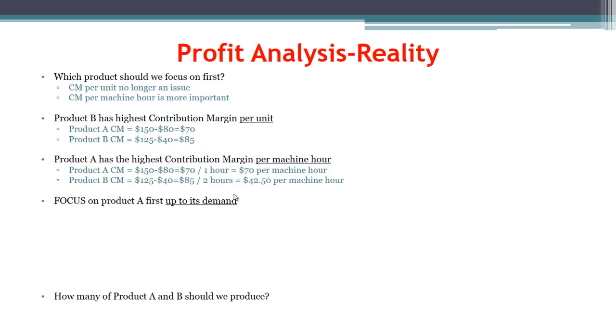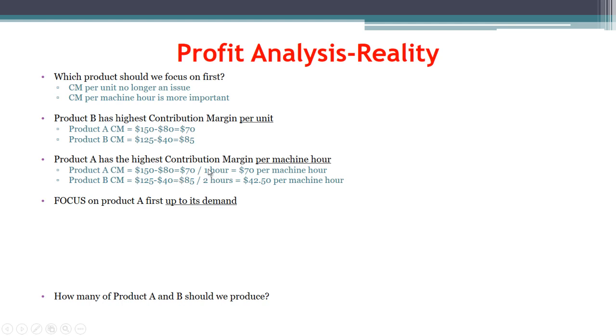So the first question, which product should we focus on first? We said that the contribution margin per machine hour is now more important. Product B has the highest contribution margin per unit, but product A is going to have the highest contribution margin per machine hour. So we take the same contribution margin that we calculated per unit, but now we have to divide it by the number of hours for each unit, the number of hours of machine time.